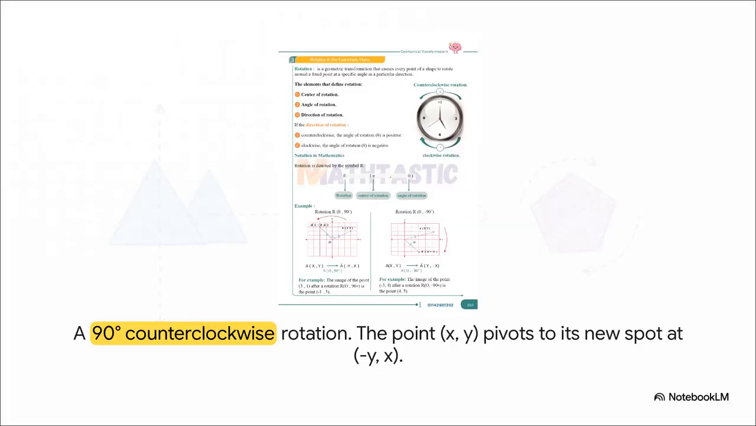This diagram really brings that 90-degree rule to life. Just look at how the original point (x, y) swings up and to the left, landing perfectly at its new coordinates of (-y, x). See? It's a very precise, predictable turn.